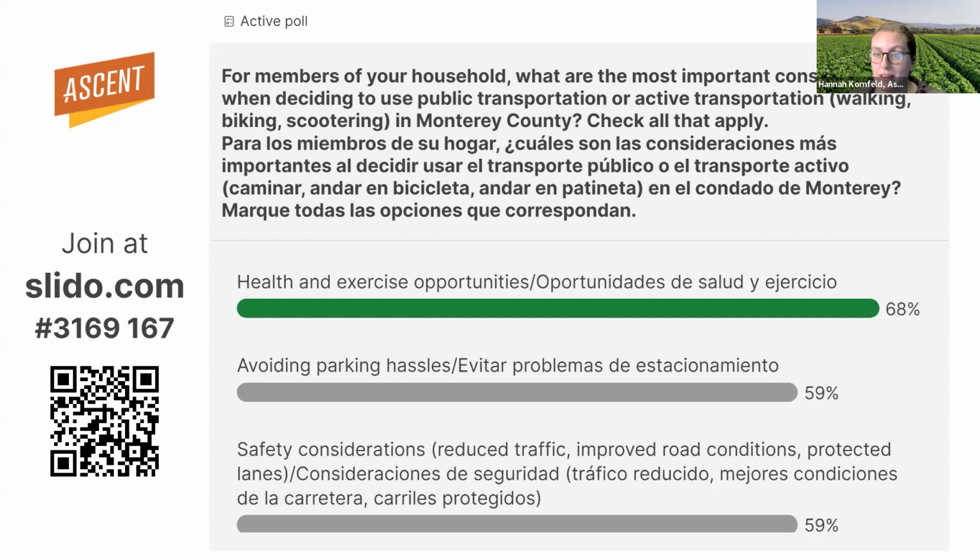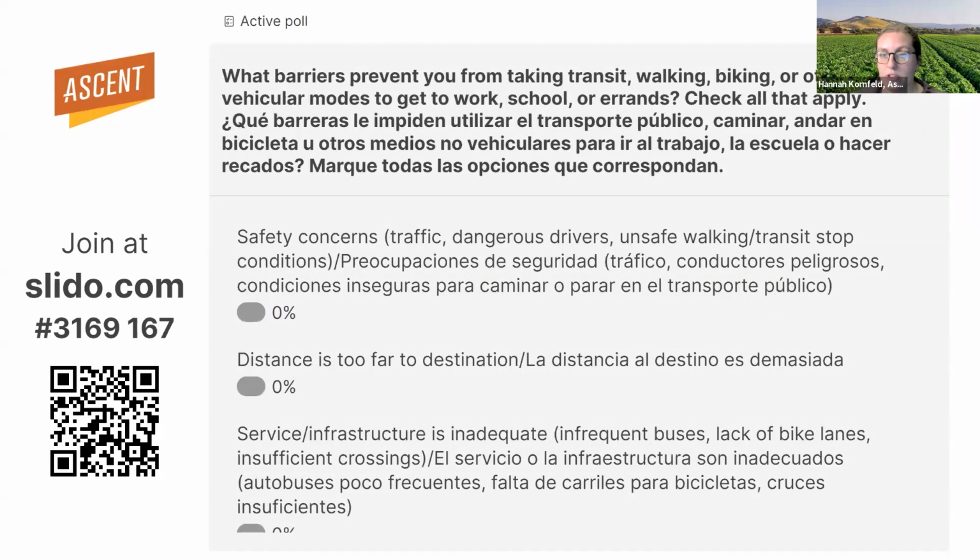It looks like most folks are saying that the most important considerations for them and their households are health and exercise opportunities, avoiding parking hassles, and safety considerations like Cora was just speaking about. All right, we'd also like to know what barriers prevent you from taking transit, walking, biking, or using other non-vehicular modes to get to work, school, or run errands. And again, please check all that apply.